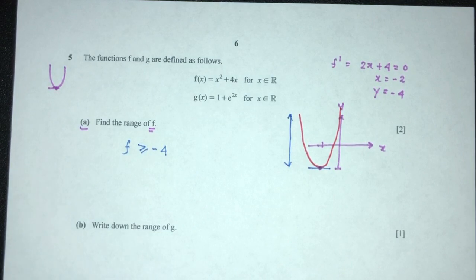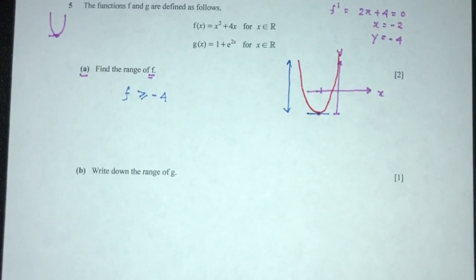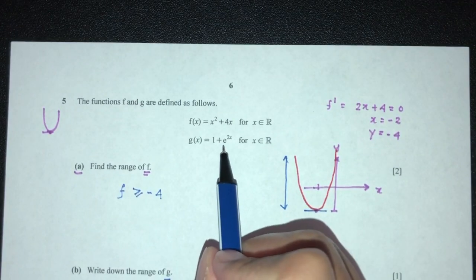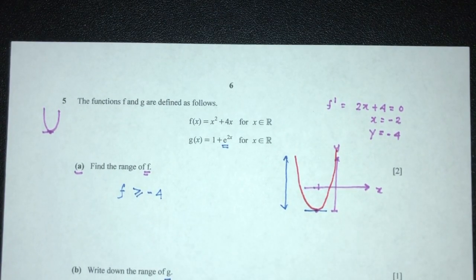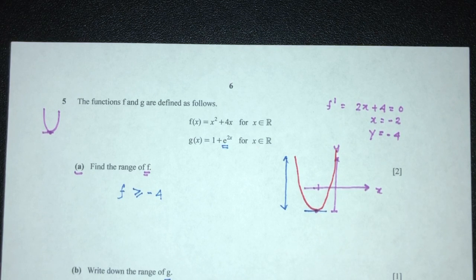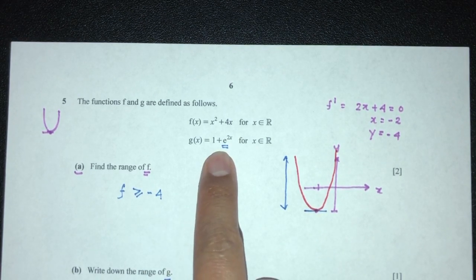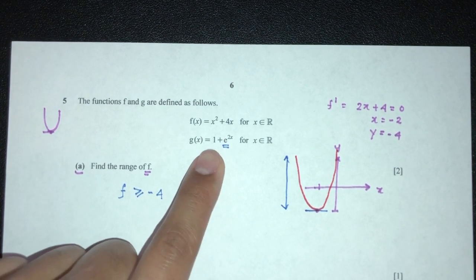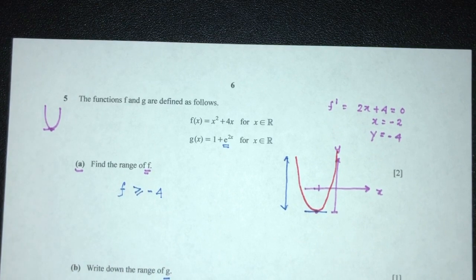Okay. Now part B, write down the range of g. So let's see for this one. Again, one of the ways to find that is we can look at the graph. If you don't know how to find this exactly, because usually we have to look at this value here, let's see what the graph shows us.